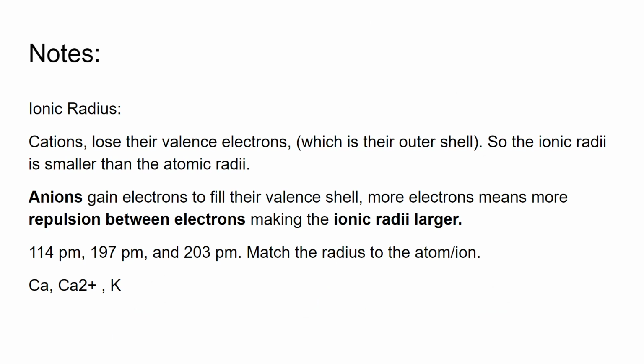These are some notes for you to pause the video and write in your book. I'm just going to read through the notes now. Cations lose their valence electrons, which is their outer shell, so the ionic radii is smaller than the atomic radii. Anions gain electrons to fill their valence shell. More electrons means more repulsion between electrons, making the ionic radii larger.